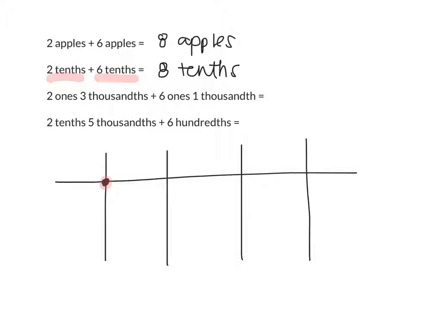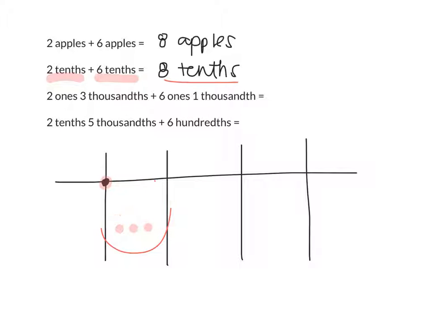Okay, so now let's try to show 2 tenths plus 6 tenths. So first I have 2 tenths. 1, 2. Right? And I have to add 6 more tenths. 1, 2, 3, 4, 5, 6. Well, to find out what I have all together, I just count. 1, 2, 3, 4, 5, 6, 7, 8. 8 tenths. Got it?